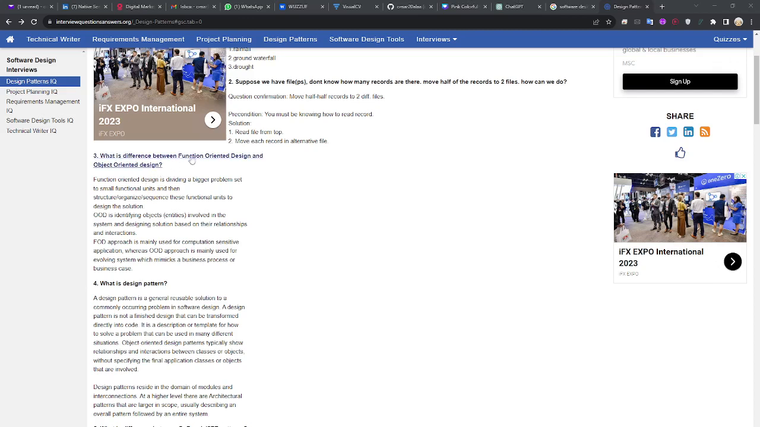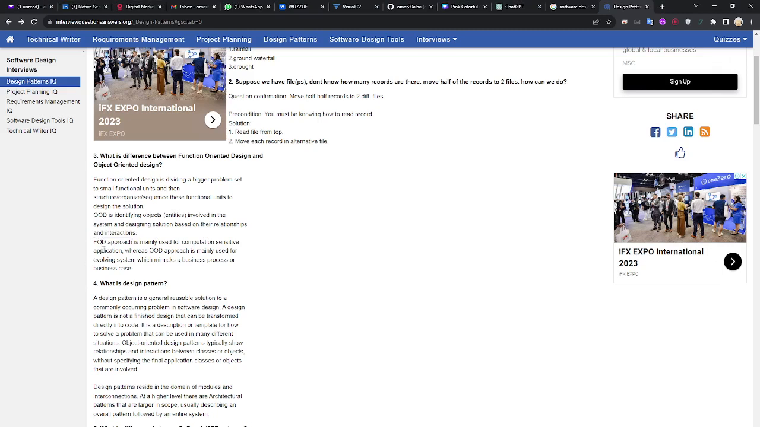What is the difference between function oriented design and object oriented design? Function oriented design is dividing a bigger problem set into small function units and then structuring, organizing, and sequencing these functional units to design the solution. An object-oriented design is identifying objects, or the entities involved in the system, and designing the solution based on their relationships and interaction.